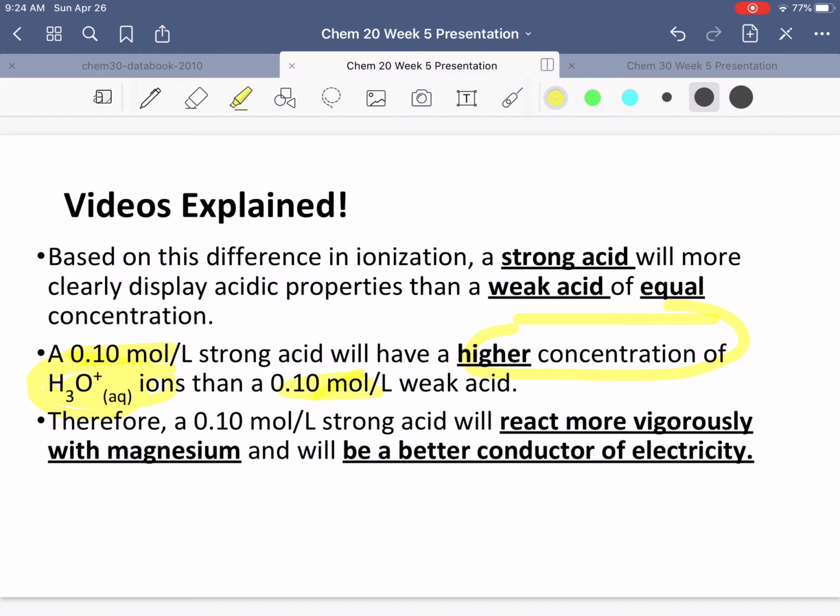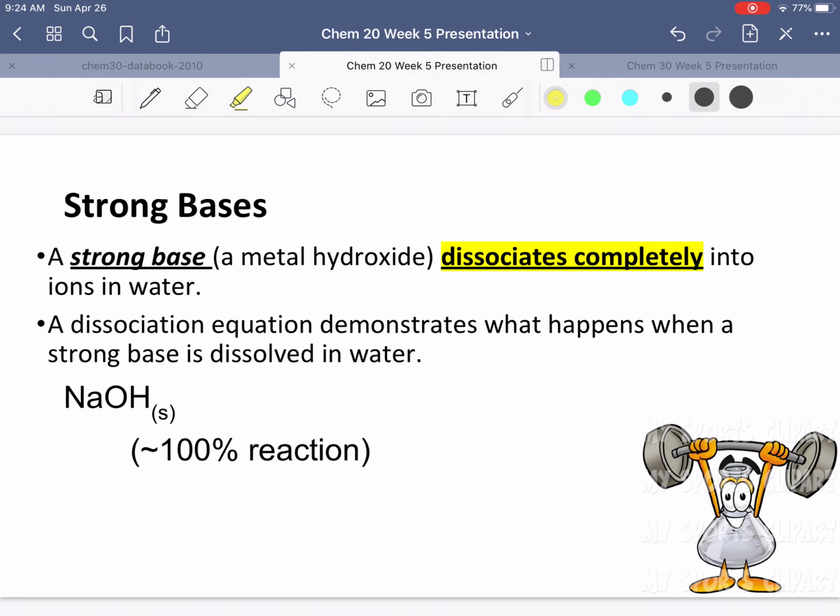You will have a similar question to this in your assignment. So make sure you're keeping it in your head. How does reaction rate, conductivity relate to if it is a strong or weak acid? Think about the amount of ionization that occurs. Okay, let's move on into bases, guys.